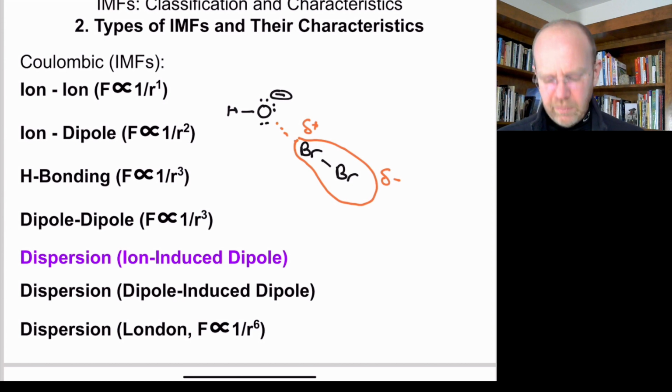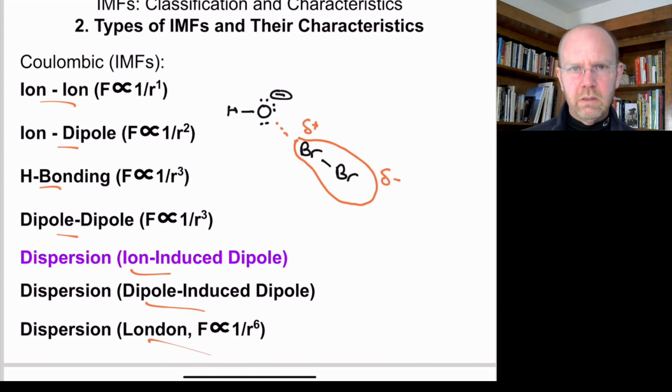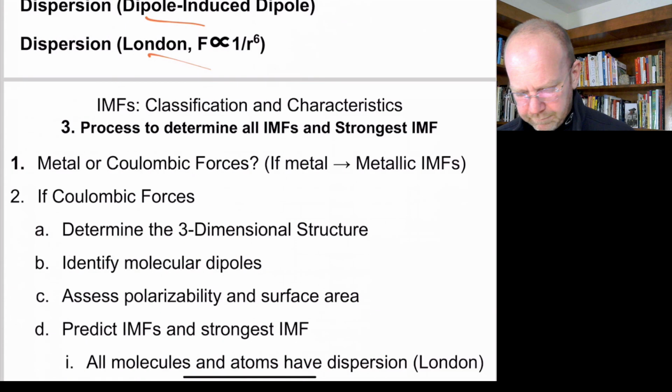These forces, as I have them listed here, are kind of in strength order. Ion-ion, ionic bonds are the strongest, ion-dipole next, hydrogen bonding next, dipole-dipole next. The dispersion forces are the weakest, but ion-induced dipole would be next, dipole-induced dipole would be next, and London would be the least strong. All right.